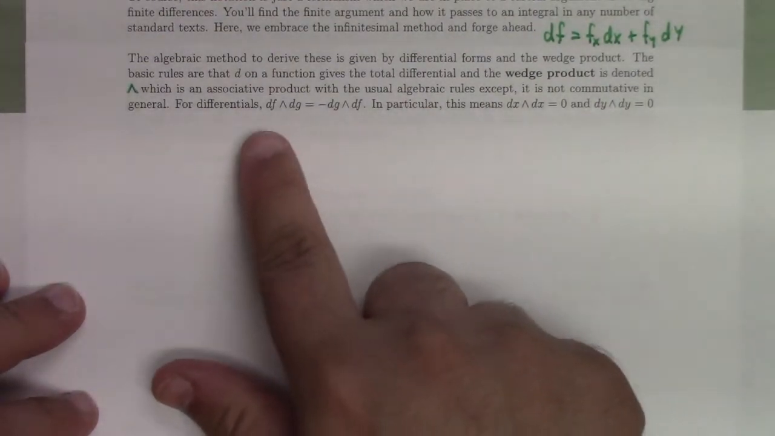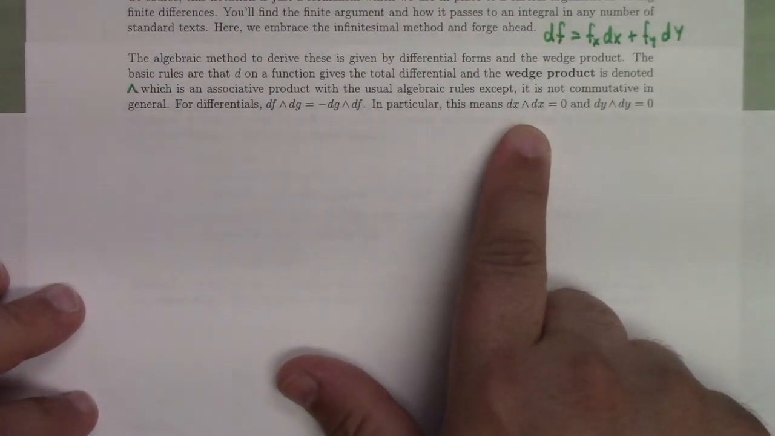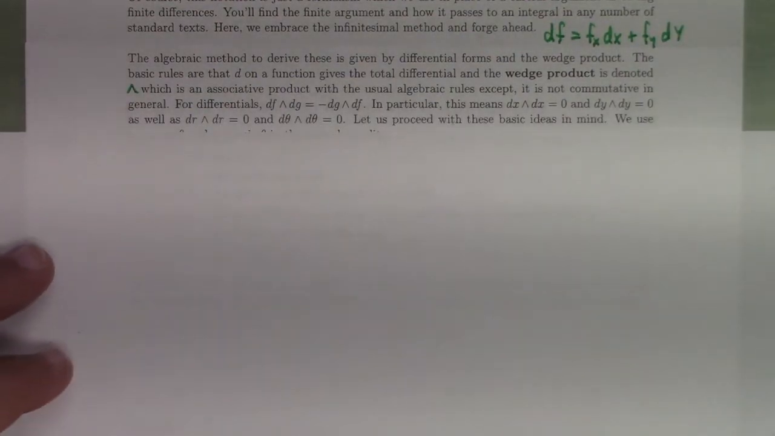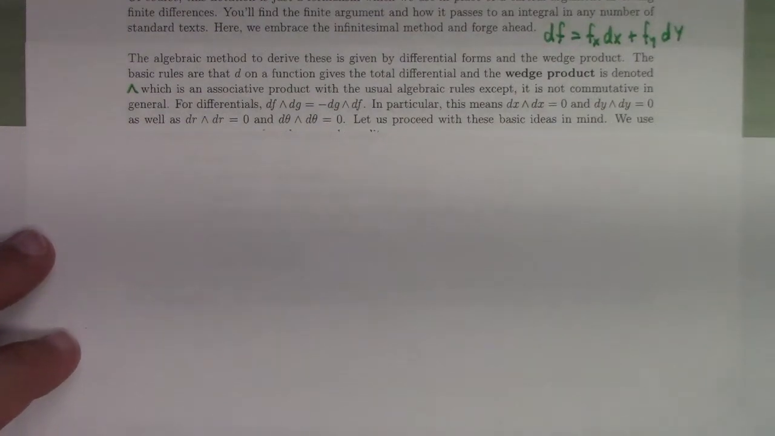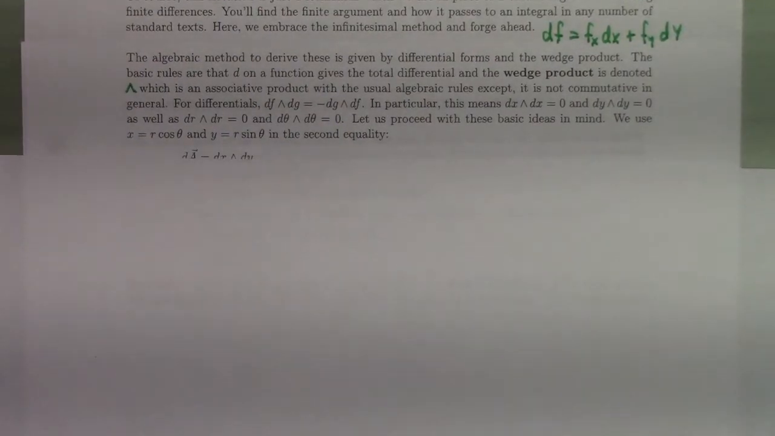That means it kind of behaves like the cross product. For example, dx wedge dx is equal to minus dx wedge dx, which means that dx wedge dx is equal to 0. Likewise, dy wedge dy is 0. dr wedge dr is 0. d theta wedge d theta is 0. All right, so with all these basic ideas in mind, we can calculate dA.